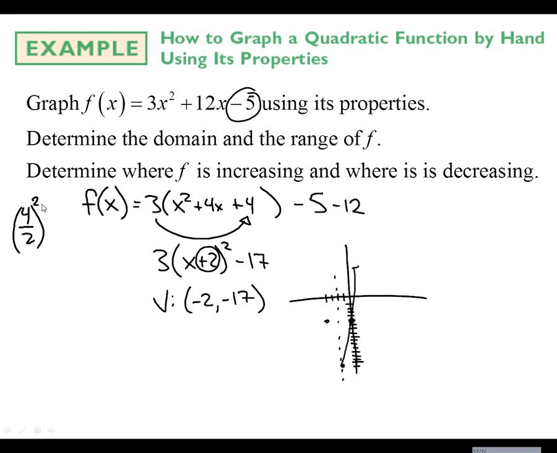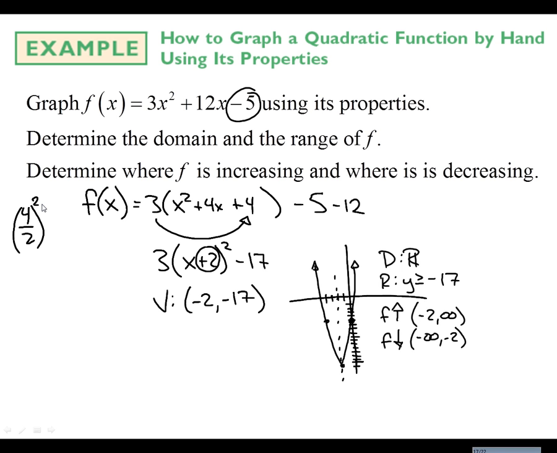And we could figure out the x-intercepts, but in the interest of time, we're just going to use 3 points to graph that. So we're opening up. We have a domain of all real. We have a range of y is greater than or equal to negative 17. Our graph is increasing from negative 2 to infinity. Our graph is decreasing from negative infinity to negative 2. All right.